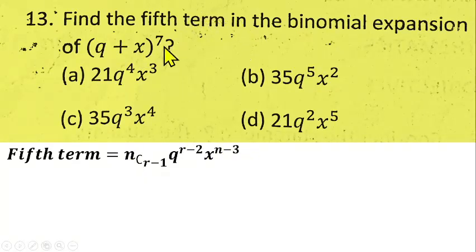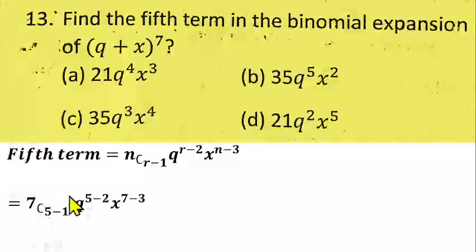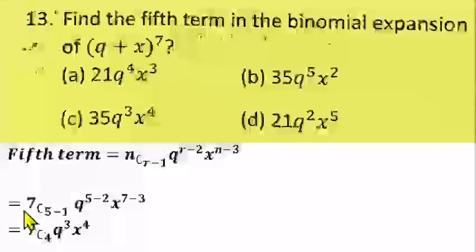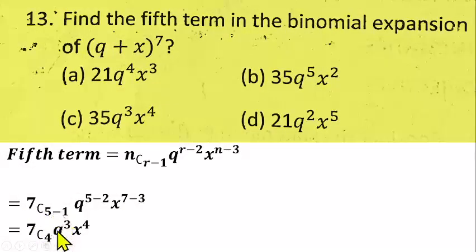n is the highest power of the expansion, which is 7. Then your r here is the number of the term you are looking for. So in this case you'll have 7 combination, and you're looking for the fifth term, which is r, 5 minus 1. Then q you have here is q, raised to 5 minus 2. And then x you have here is x, raised to 7 minus 3. If you simplify that, you'll have 7 combination 4, since 5 minus 1 is 4, and 5 minus 2 is 3, so q raised to the power 3, then x raised to the power 4 as well.